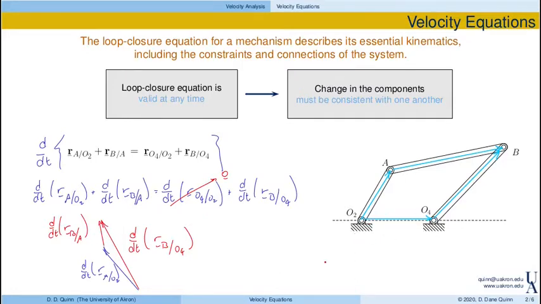So if I look, we have a vector equation. The derivative of the position of A with respect to O2, which might be given here in blue, plus the derivative of B with respect to A, given as this red vector, has to be equal to the derivative of B with respect to O4. Again, we've seen lots of vector equations so far, mostly dealing with position and configuration. But when we move to velocity, we once again are facing a vector equation that needs to be solved.